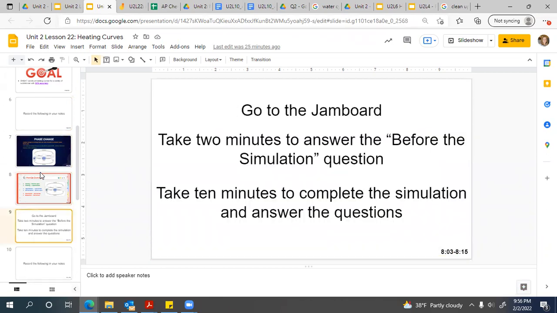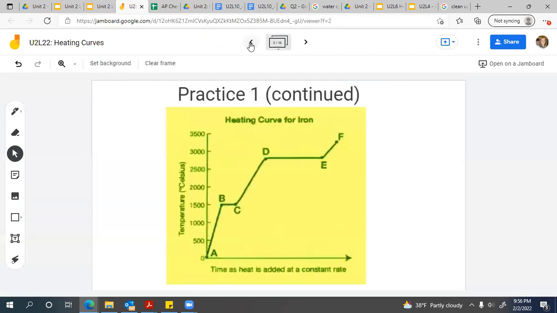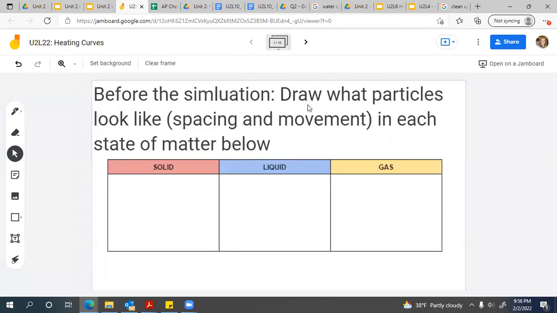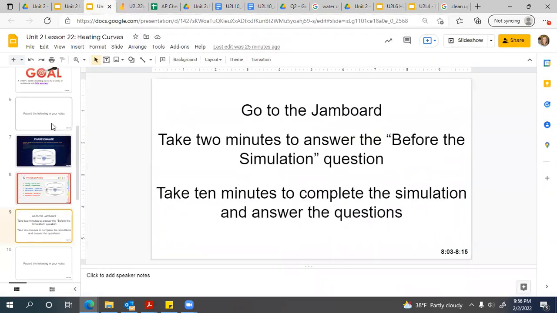Now that you've copied down your initial notes, you're going to go to the Jamboard on Google Classroom. You're going to take 2 minutes to answer the before the simulation question, and 10 minutes to open the simulation link attached to this Google Classroom post, make a free account, and complete the simulation to answer the questions below. So you should pause the video here and go do that.